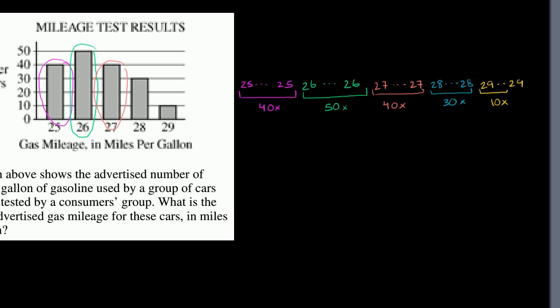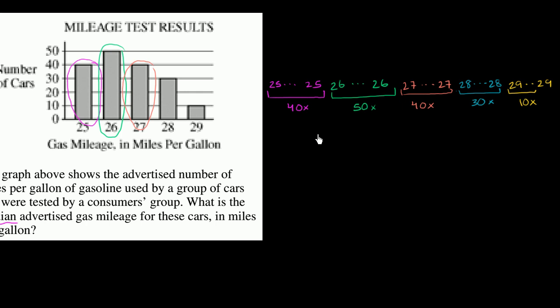And we want the median value. So let's think about how many values we've just written here. We've written 40 plus 50 plus 40 plus 30 plus 10. So what is that going to be? 40 plus 50 is 90. 90 plus 40 is 130. Plus 30 is 160. Plus 10 is 170. So we have 170 values. And so where is our middle going to be?